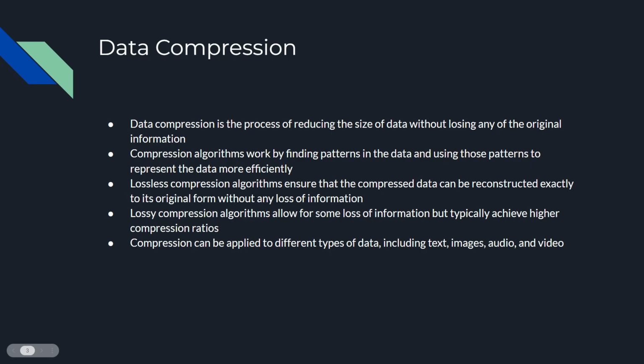So briefly, the basics of data compression. Compression is the process of making data smaller, which you might have seen when you download files off the internet, which are often compressed or in .zip files. Compression algorithms work by finding patterns in the data and representing them using smaller values. Lossless compression means that you can get back all the data that you put in without any loss of information, whereas lossy compression algorithms are typically more efficient but result in some kind of data loss.